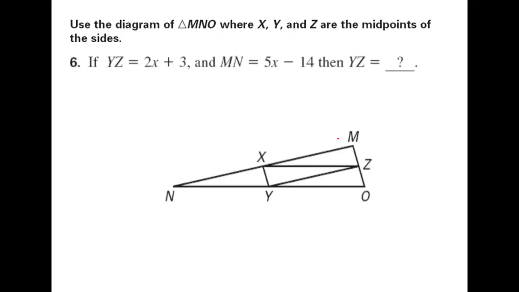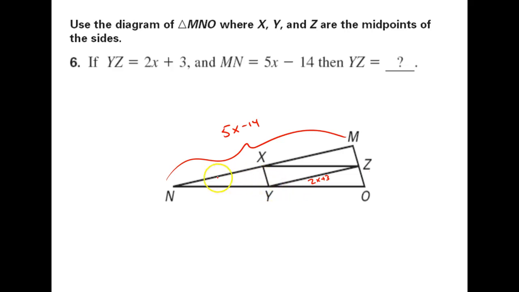And then another example, in our situation here we have triangle MNO, and X, Y, and Z are all midpoints. So again, we're dealing with midsegments. We are told that YZ is 2x plus 3. So from Y to Z, this is 2x plus 3. And we're told that MN, that length there, is 5x minus 14, and we're trying to find the length from Y to Z. So we're going to have to set up an equation here.